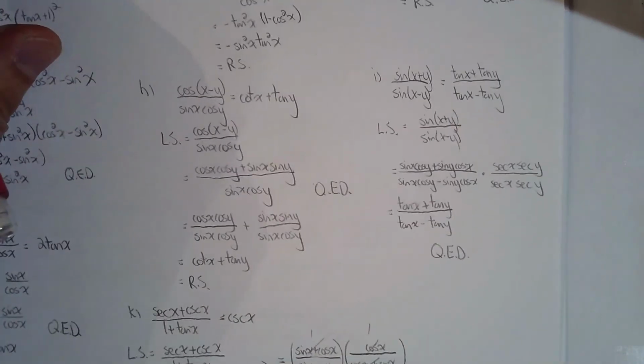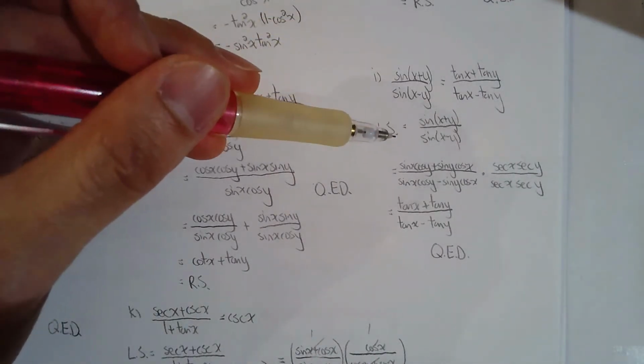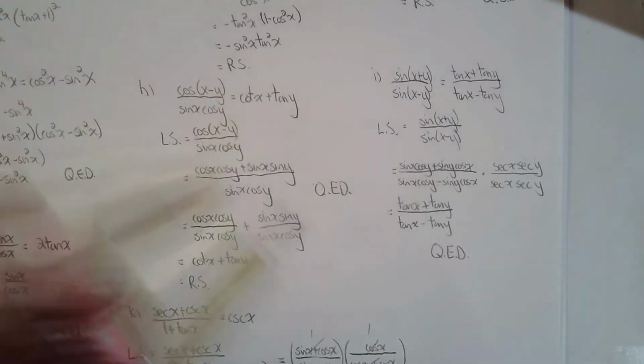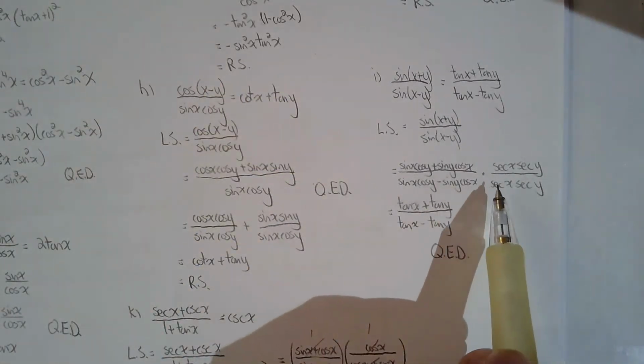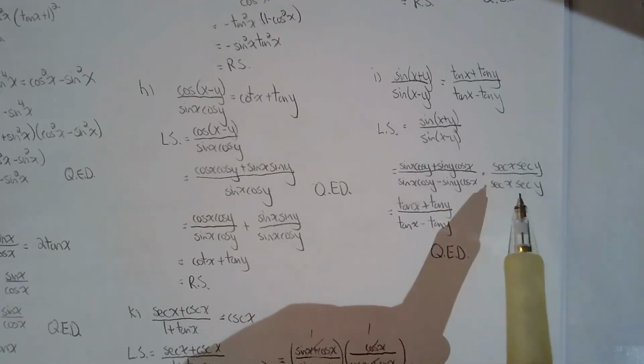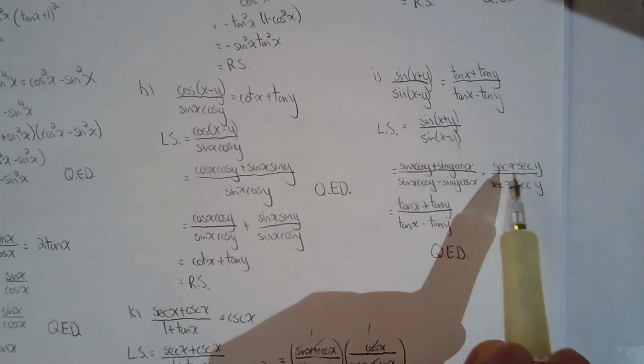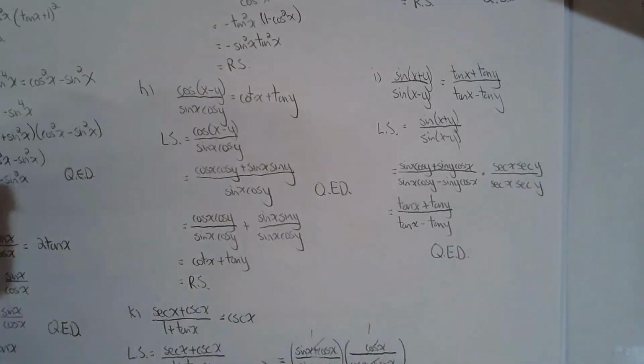Okay. For I, I use the addition formula and subtraction formula for sine. Now here, I took a close look at what I wanted on the right side, and you may not have come up with this idea, but multiply the numerator and denominator by secant x, secant y, and it works out perfectly.